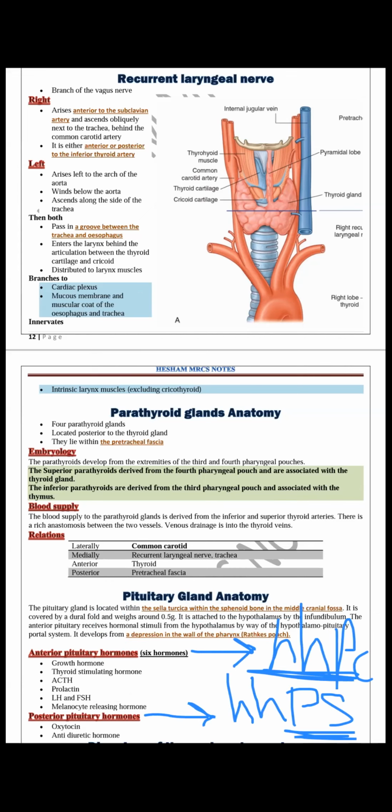This is neurological innervation. Six hormones from the anterior pituitary: growth hormone, thyroid stimulating hormone, adrenocorticotropic hormone, luteinizing hormone, follicle stimulating hormone, and prolactin. Related to ACTH, there is MSH, melanocyte stimulating hormone. Then from the posterior pituitary, 2 hormones: vasopressin, which is called antidiuretic hormone, and oxytocin. Vasopressin and oxytocin are hormones from the posterior pituitary.